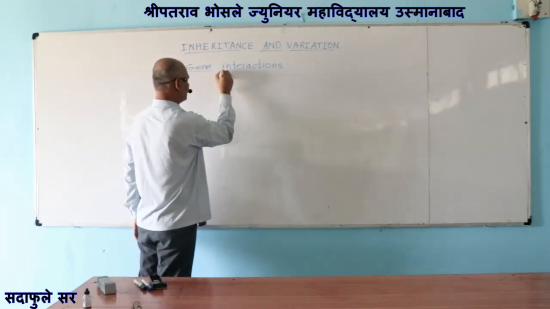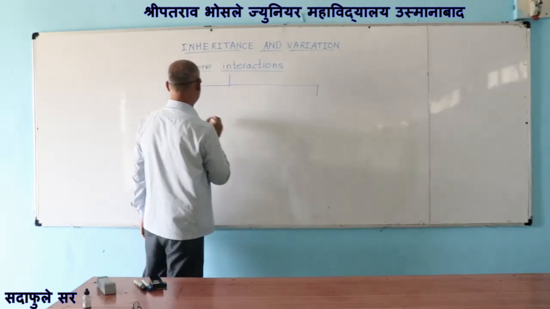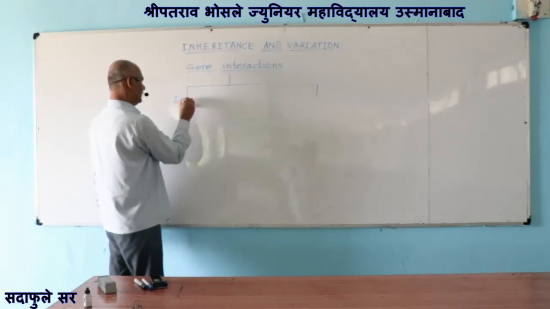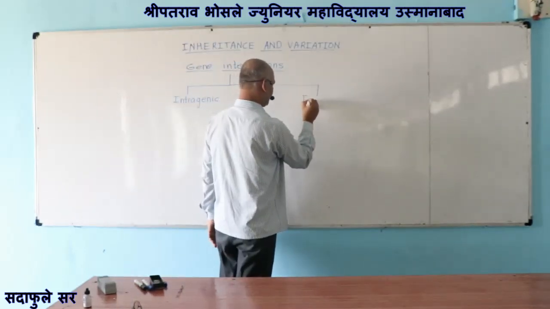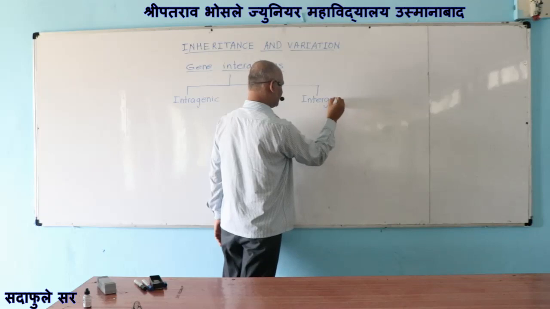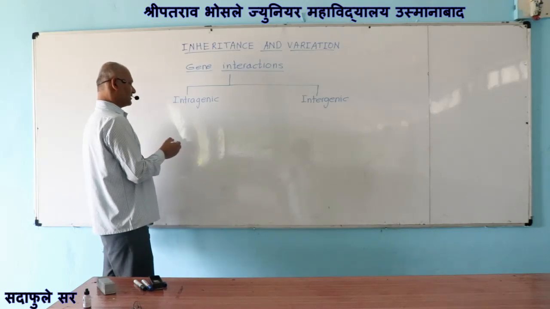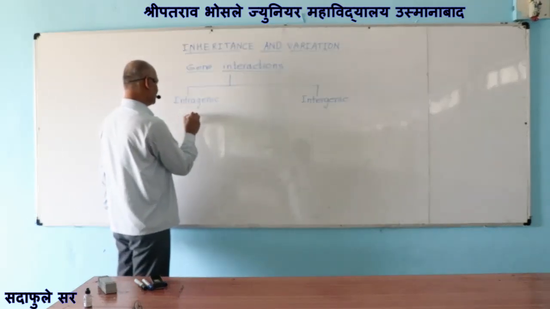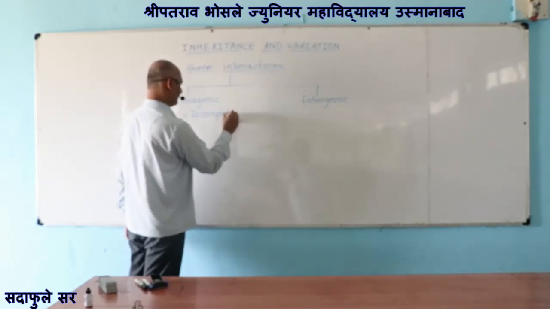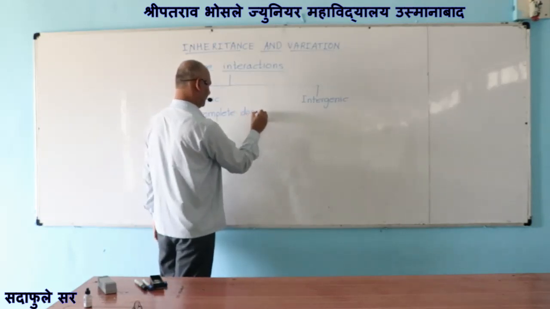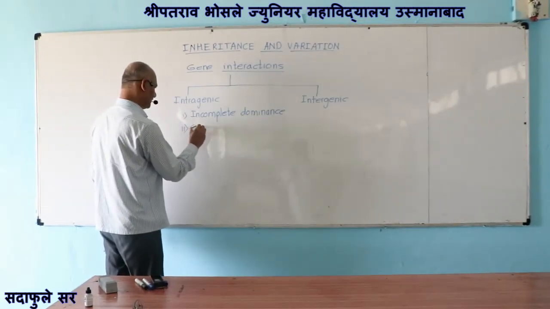Gene interactions are of two types, that is intragenic gene interactions and intergenic gene interactions. Intragenic gene interactions are such as incomplete dominance and codominance.